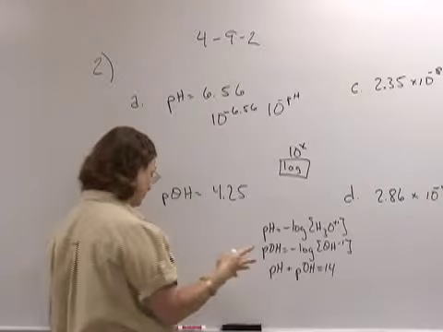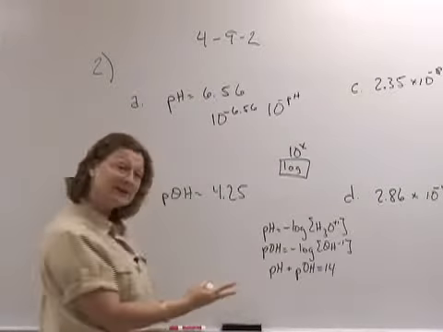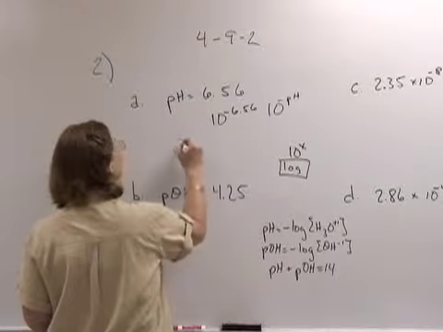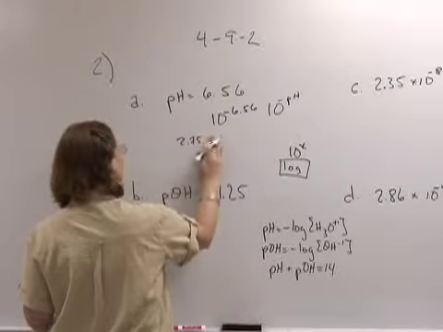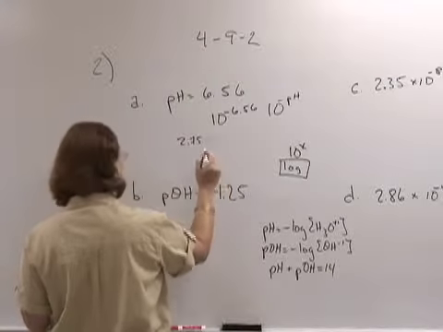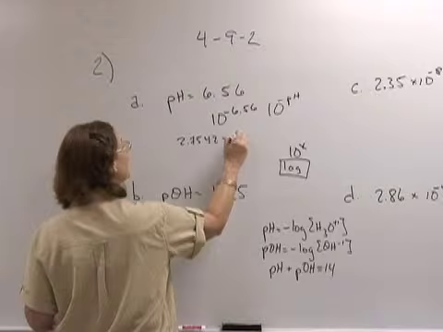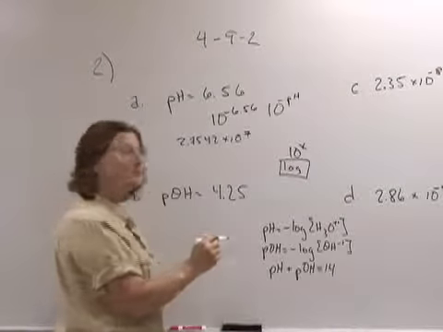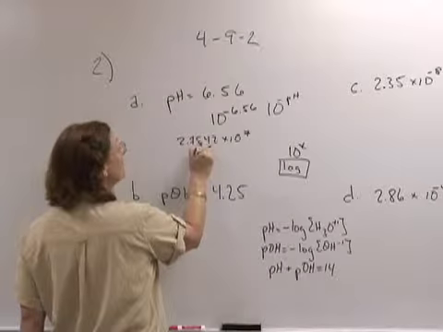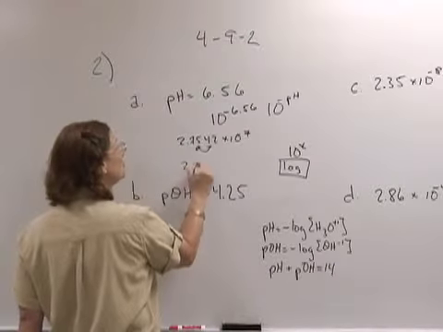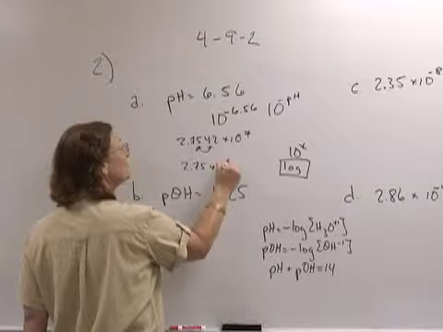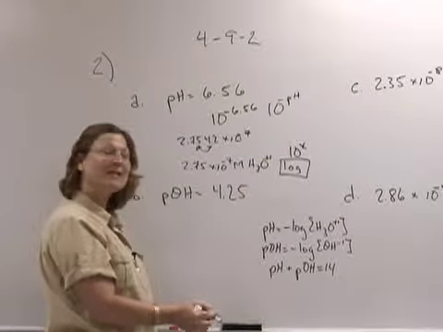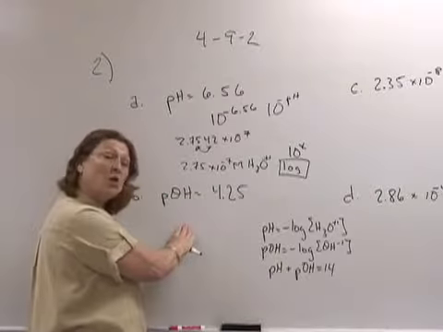Then I put the number in my calculator and make sure that it's negative and take the inverse log, and I get 2.7542. Oh, I need 4 places. 2.7542 times 10 to the minus 7th. And then we round these to the hundredths place. The 4 does not round the 5 up, and therefore we have 2.75 times 10 to the minus 7th molar hydronium ions.